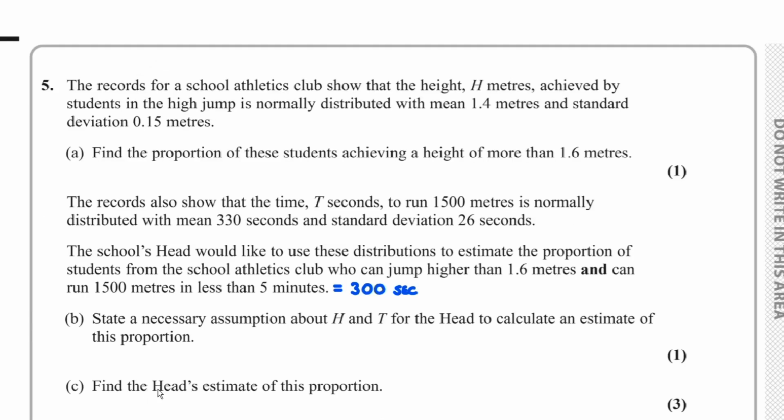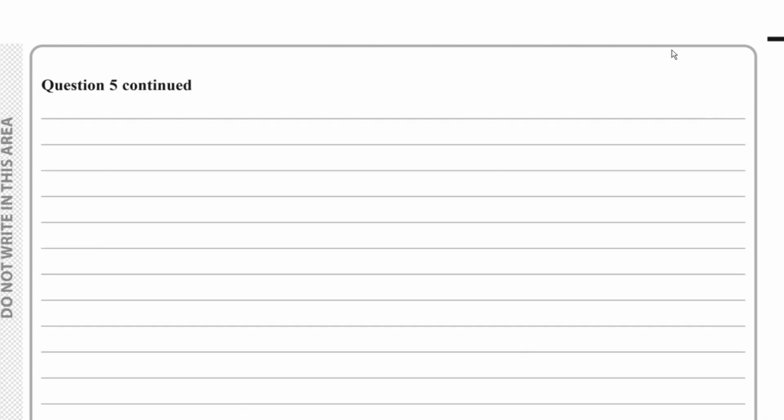Part C. Find the head's estimate of this proportion. Now, what we'll do is we'll create a new normal distribution of t. We know that the mean is 330 seconds and the standard deviation is 26 seconds. So we have t being normally distributed with parameters 330 and 26 squared. And what we are looking for is the probability that t is less than 300.